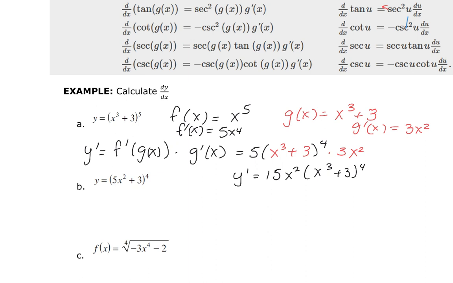Let me do that again with the next one. I have f of x, which is my outer function. This is x to the 4th. F prime of x would be 4x to the 3rd.